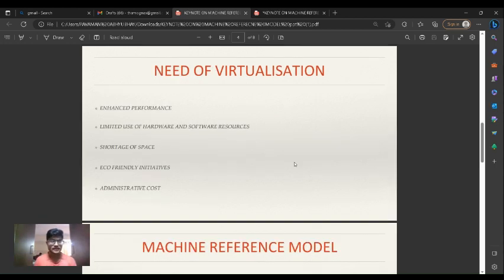So next, what is the need for virtualization? Enhanced performance, limited use of hardware and software resources, shortage of space, eco-friendly initiatives, and administrative cost.